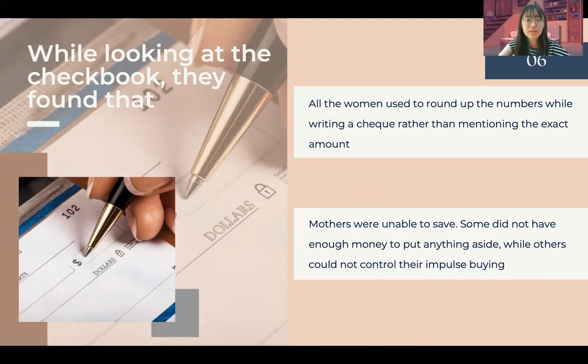$89.76, they used to round it up to $90. Though it simplified the calculation, it also added a little buffer each month. And the second most concerning point was that mothers were unable to save because some did not have enough money to put anything aside, while others could not control their impulse buying.